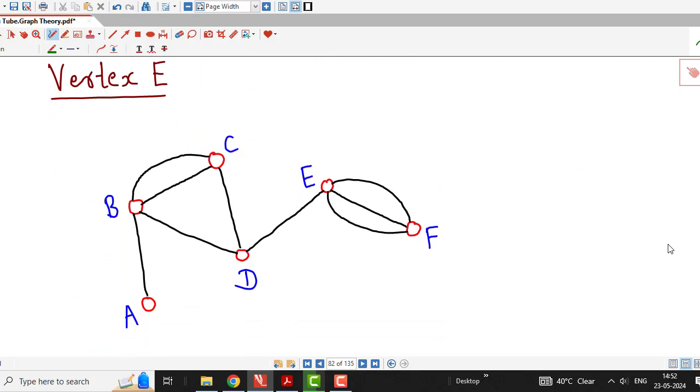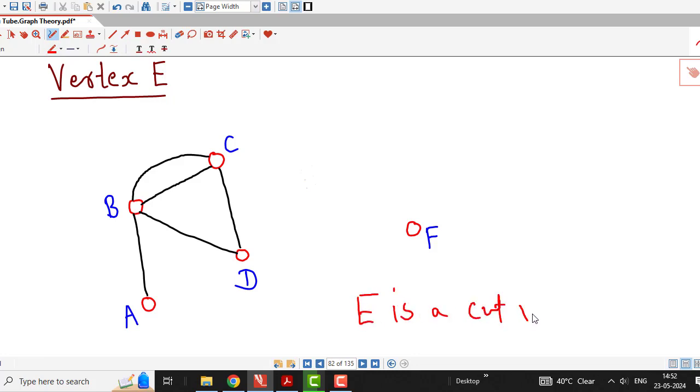Then we check for vertex E. So let's remove this edge. This is an edge whose endpoint is E. This is another edge, this is also, and this is also, and we have to remove vertex E also. So we obtain a disconnected subgraph, therefore vertex E is a cut vertex.